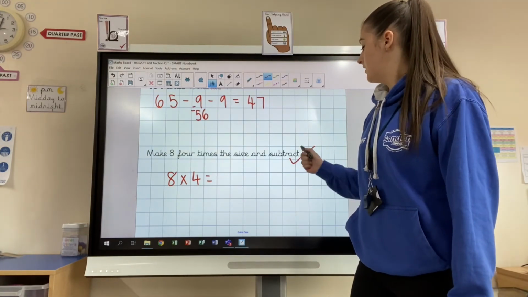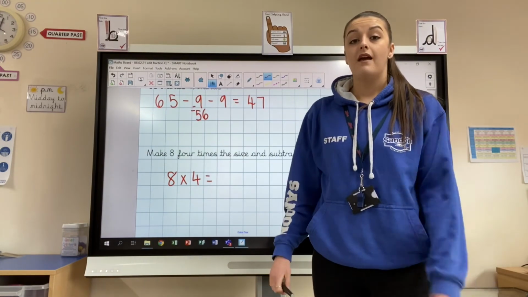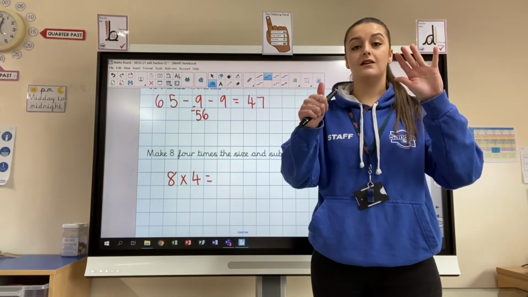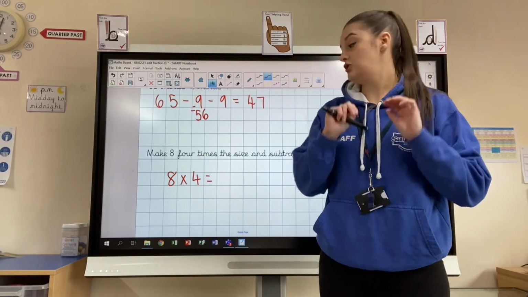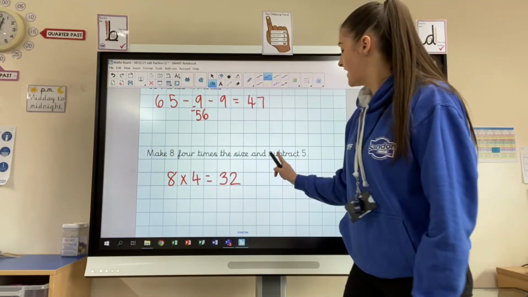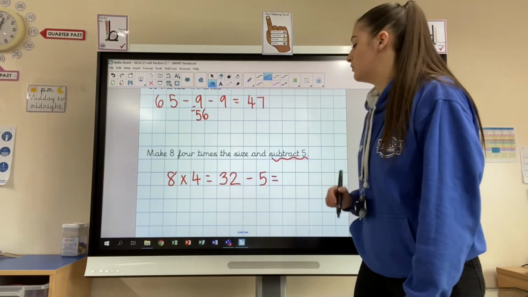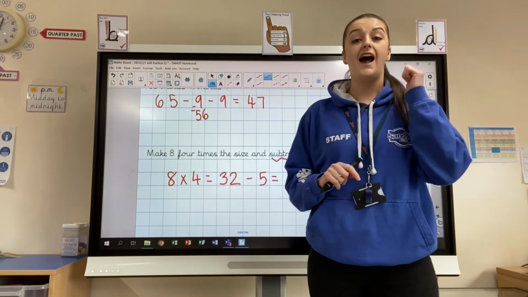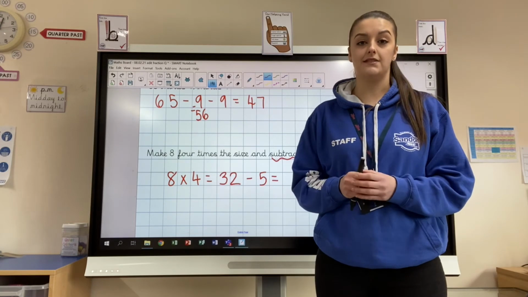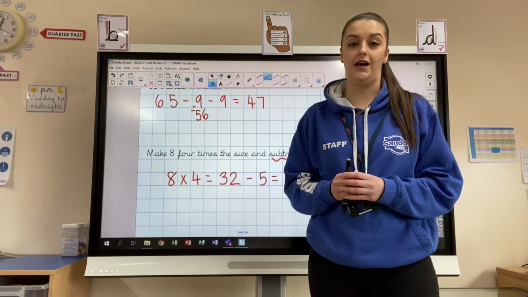So, I'm going to do 8 times 4 first, so that's counting our 4s. Ready? 4, 8, 12, 16, 20, 24, 28, 32. So 8 times 4 is 32. And then our second step is to subtract 5 from our answer. So you could pop your number in your head that you get and count back. But remember to complete both of those steps to get the answer. Okay? Now finally we're just going to move on and look at our tough challenge.